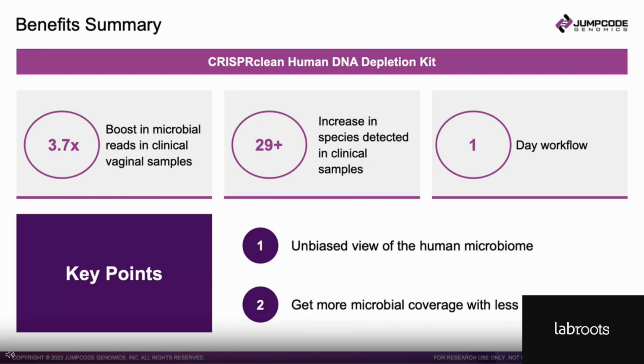So, with Jumpcode Human Depletion Kit, you can do more at lower cost, boosting your microbial read content to more than 3 times, resulting in the detection of more than 29 bacterial species, and all these benefits achieved in a one-day workflow. Additionally, with Jumpcode Human DNA Depletion Kit, you characterize your sample with confidence, because from all we've seen, Jumpcode Human DNA Depletion Kit does not introduce any noticeable bias, and this applies to fresh and frozen samples.